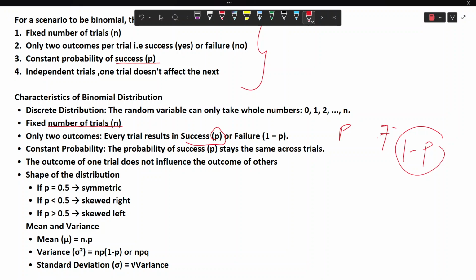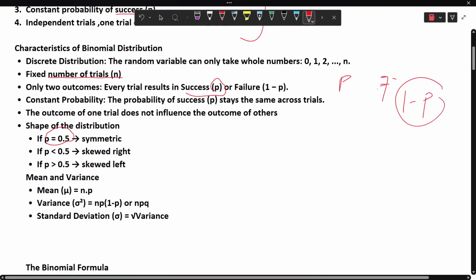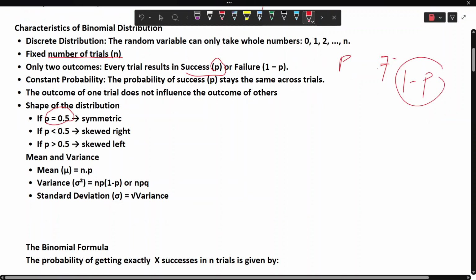And now, what is the shape of the distribution? The shape of the distribution depends on p, that's the probability of success. If p is 0.5, then we have a symmetrical distribution. But if p is less than 0.5, it is skewed to the right. And if p is greater than 0.5, it is skewed to the left.